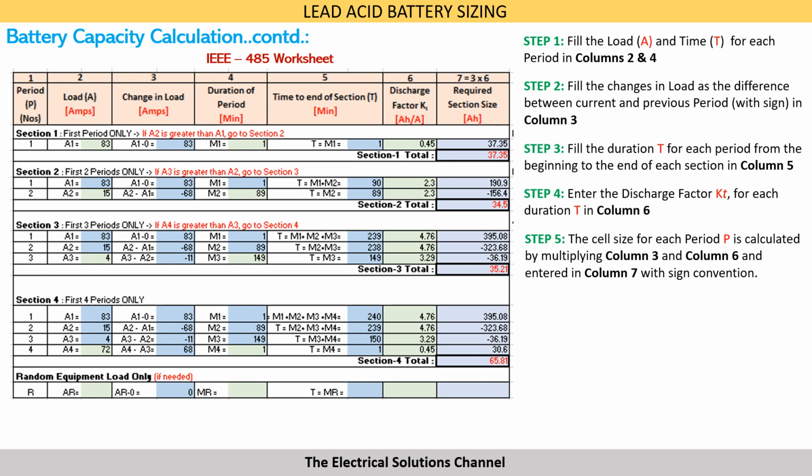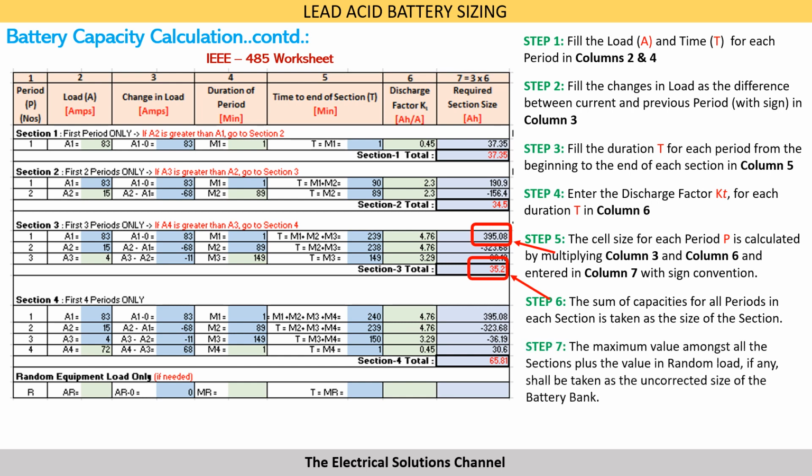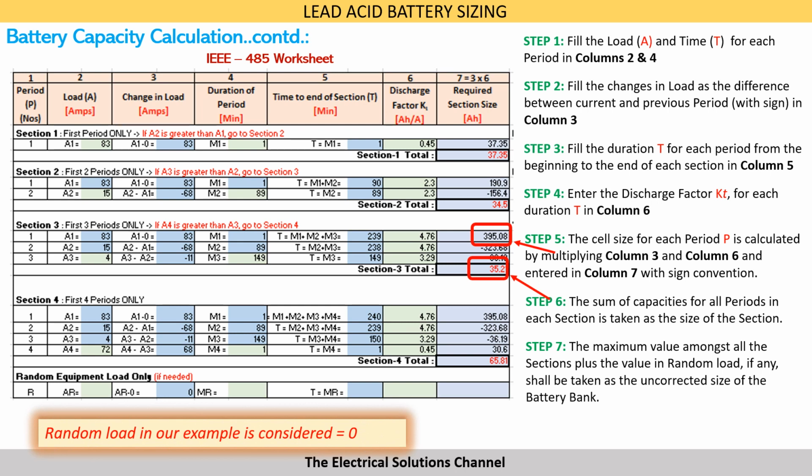In the next step, we calculate the cell size of each period by multiplying columns 3 and 6, and the value is entered in column 7 with sign convention. The sum of capacities for all periods in a particular section is taken as the size of that section. The maximum value amongst all sections plus the random load, if any, is considered as the uncorrected size of the battery bank.